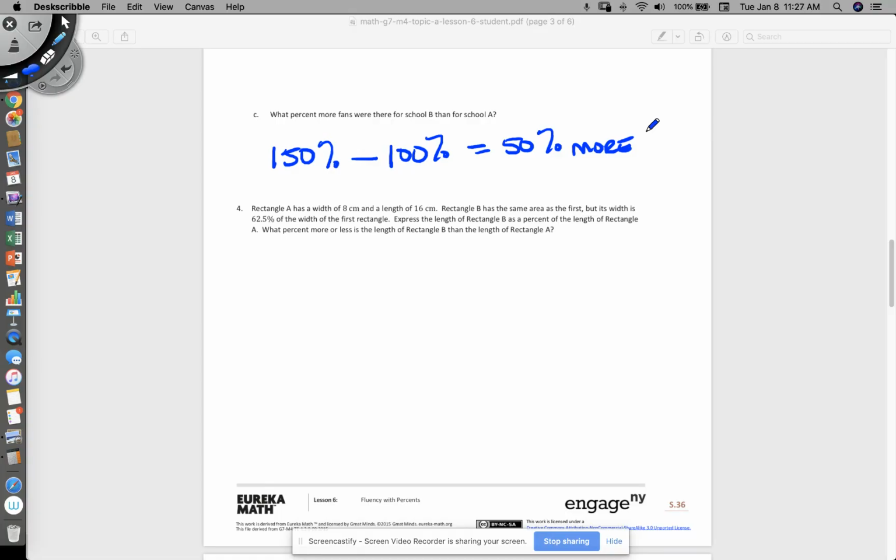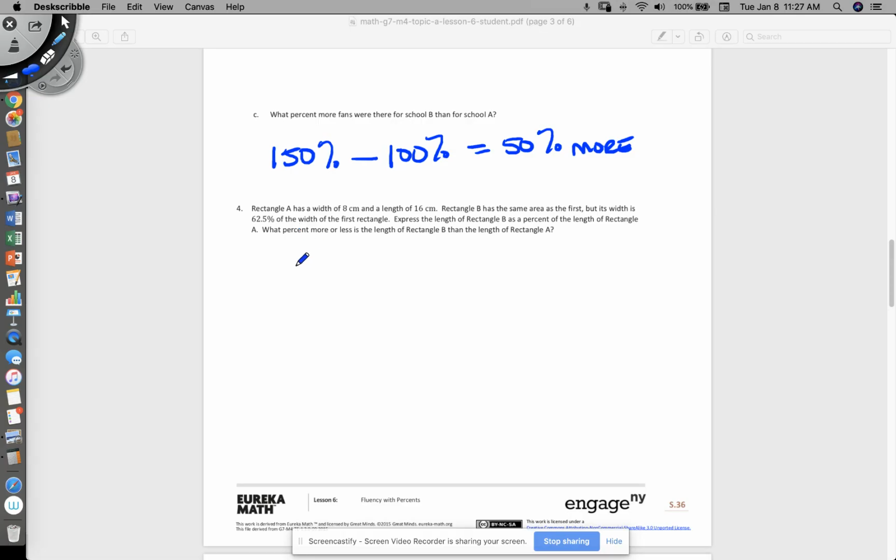All right, let's look at number 4. Rectangle A has a width of 8 centimeters and a length of 16 centimeters. Rectangle B has the same area as the first, but its width is 62.5% of the width of rectangle A. So it's bigger, okay? Express the length of rectangle B as a percent of rectangle A.